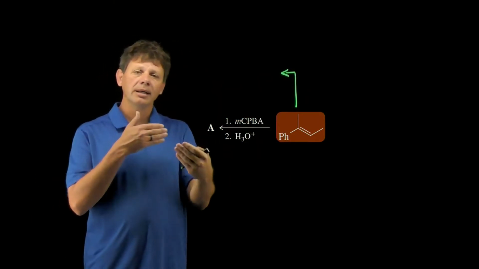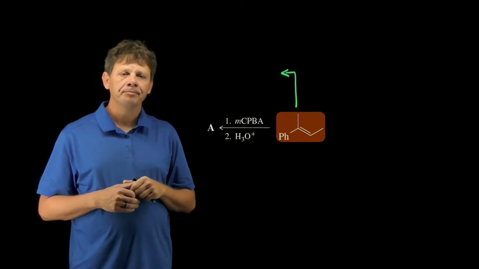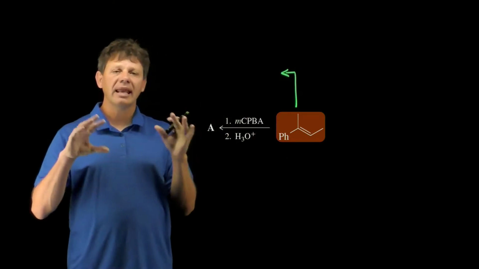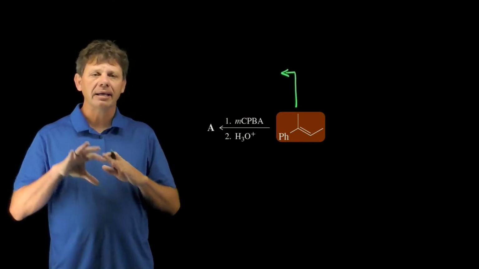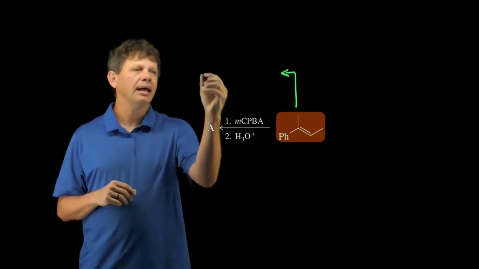We're going to make an epoxide, and that epoxide can form on either the front or the back of the alkene. Let's show it adding from the front, knowing that half the time it will add from the back. Spoiler alert, we're going to get a racemic mixture here. We'll talk about that at the end.